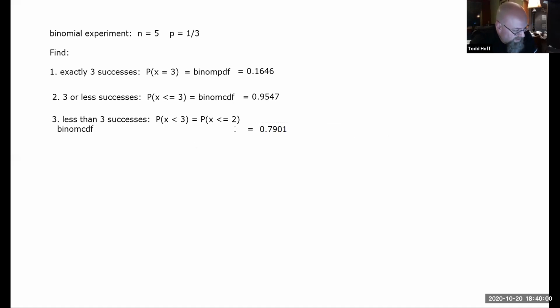So you'll notice that the difference between these two probabilities is the probability of being exactly 3, because that's all that's missing here. This is 0, 1, 2, 3. This is 0, 1, 2. So the difference should be that probability of being equal to 3. So those are our probabilities of being less than.